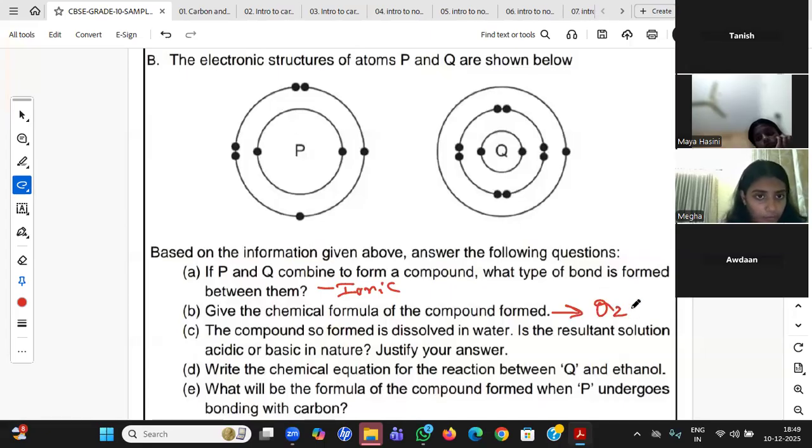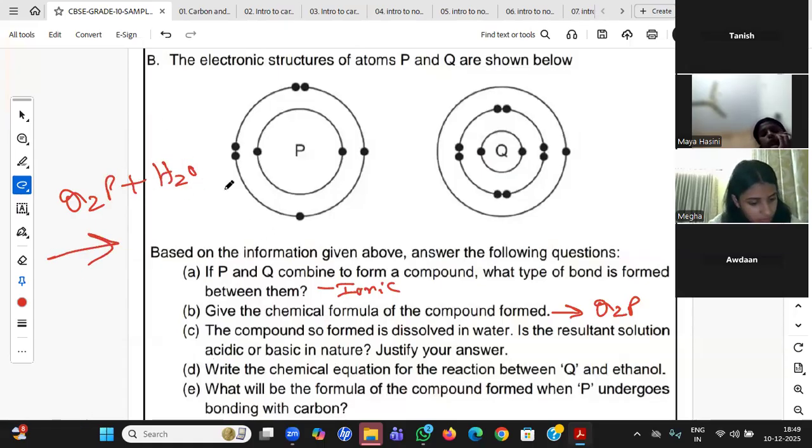Now you say, student, it is basic. So why? How are you saying? Sir, it reacts with acid to form salt and water. Who said to react with acid here? The compound so formed is dissolved in water. You can maximum dissolve it in water only. He is saying that you can dissolve with water. Then you say, he said, why do you react with acid?